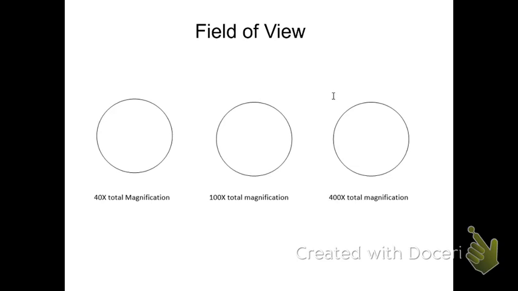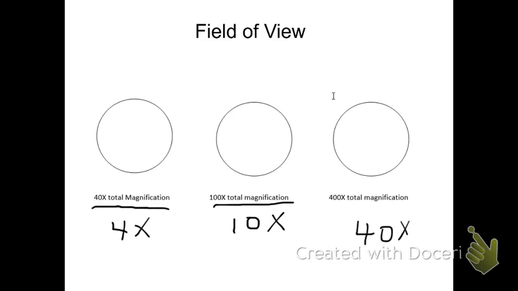This is an important concept to appreciate. When you look into a microscope, the circle of light that you see is called the field of view. That's your viewing field, right? Your field of view. And when you are using the 4x objective, you are seeing things magnified a total of 40 times. When you are using the 10x objective, you are seeing things magnified 100 times. And when you're using the 40x objective, you're seeing things magnified 400 times.